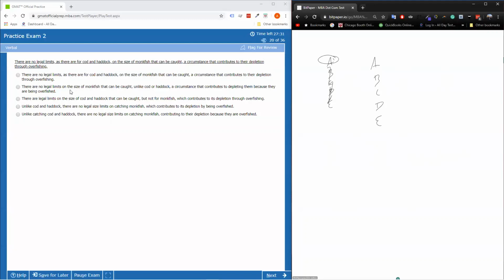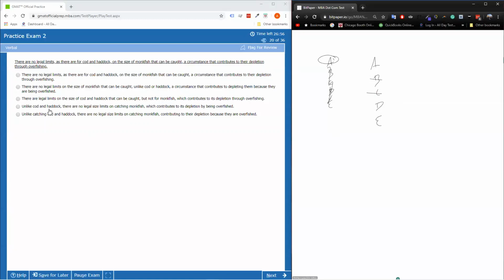There are no legal limits on the size of monkfish that can be caught, unlike cod or haddock. Unlike the legal limits on cod or haddock, circumstances that contributes to depleting them. No, who's the them referring to? That's not right. There are legal limits on the size of cod and haddock that can be caught, but not for monkfish, which contributes to their depletion. Shouldn't be its.